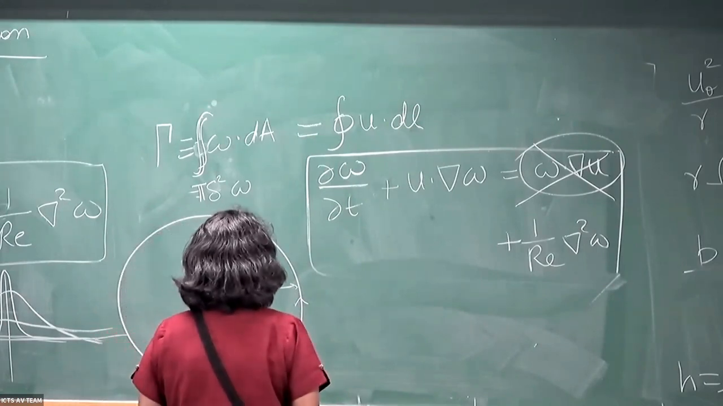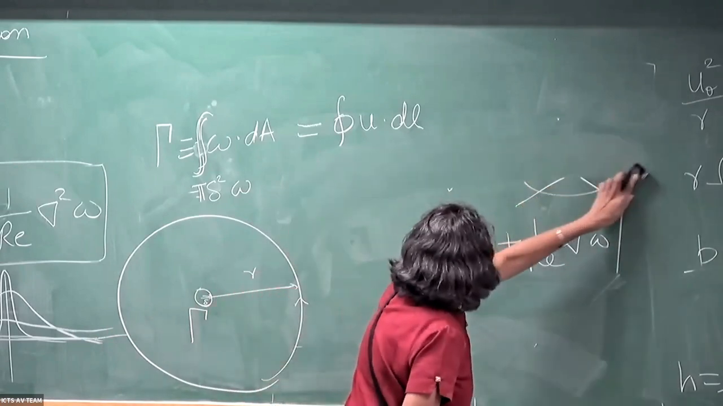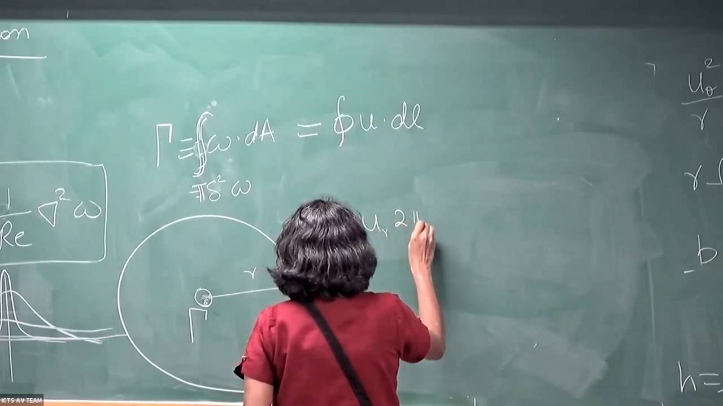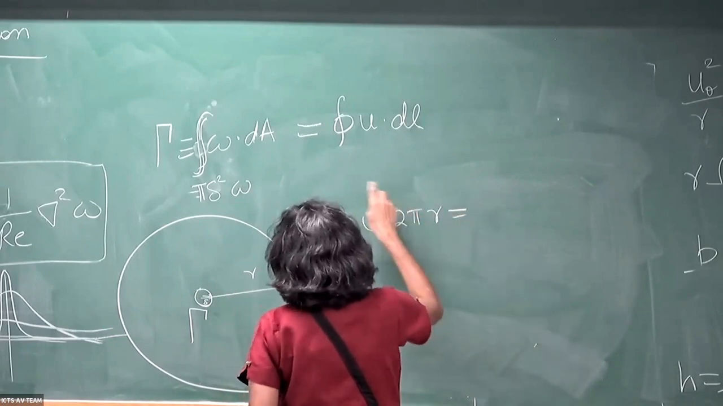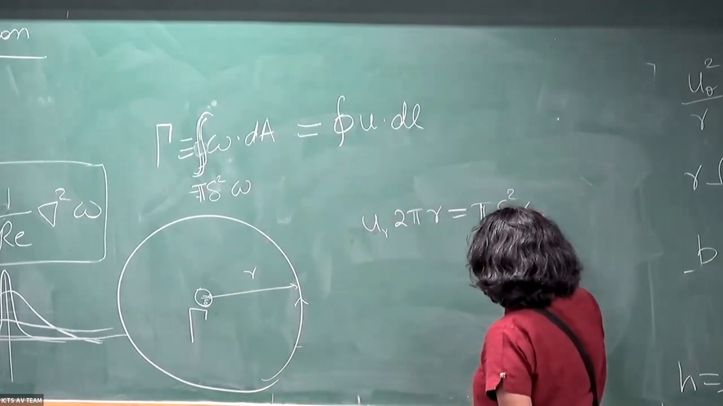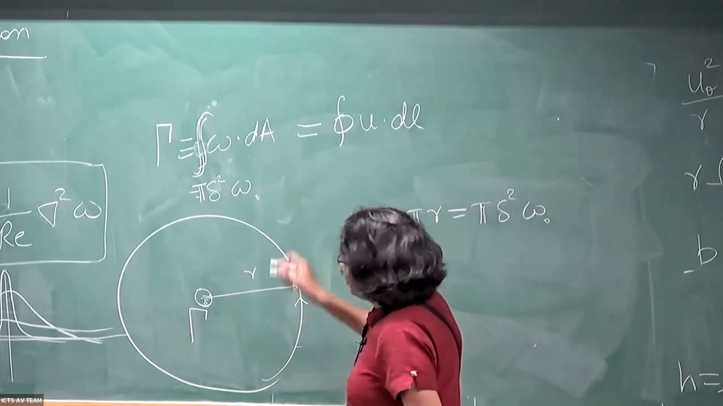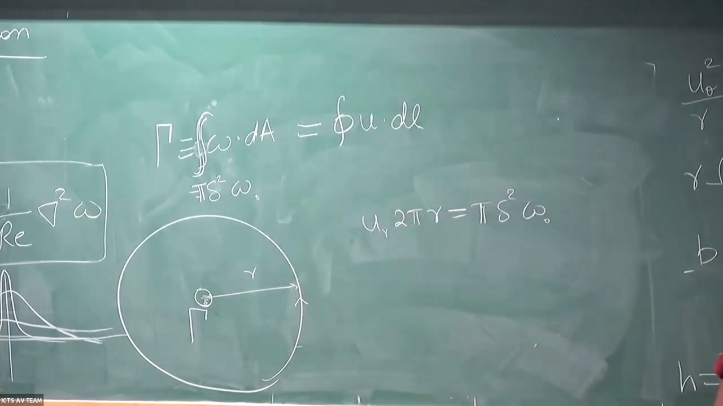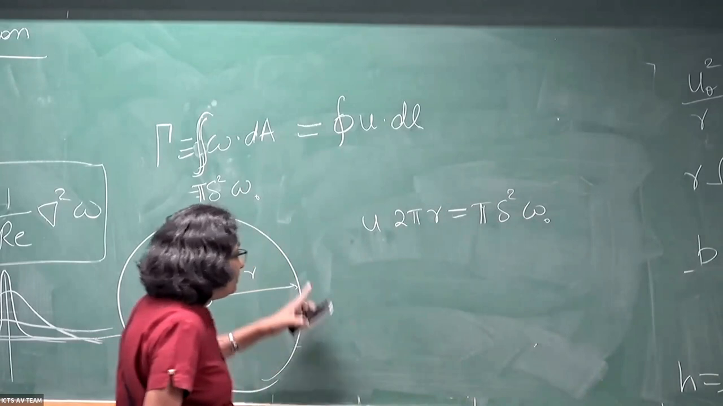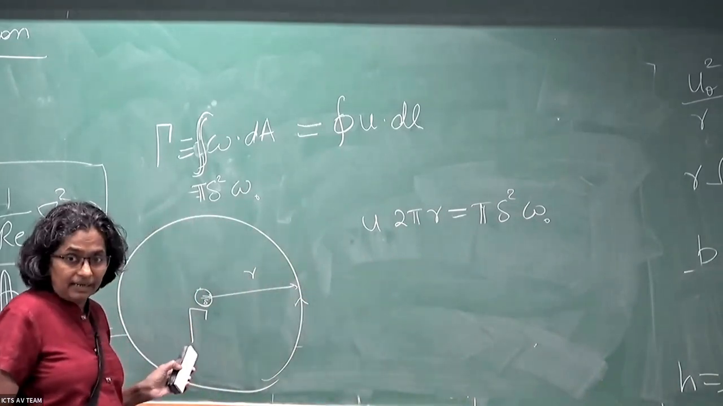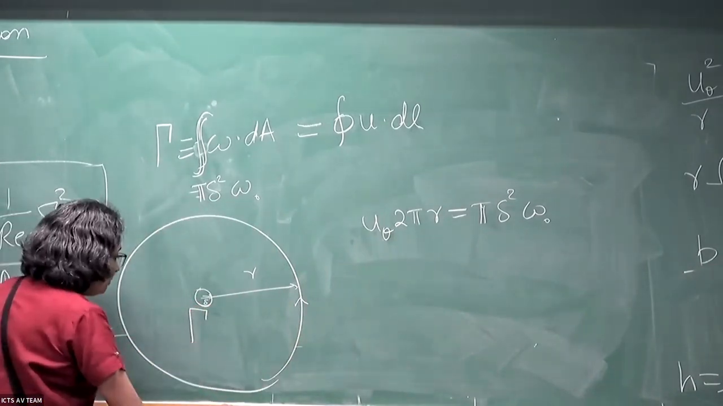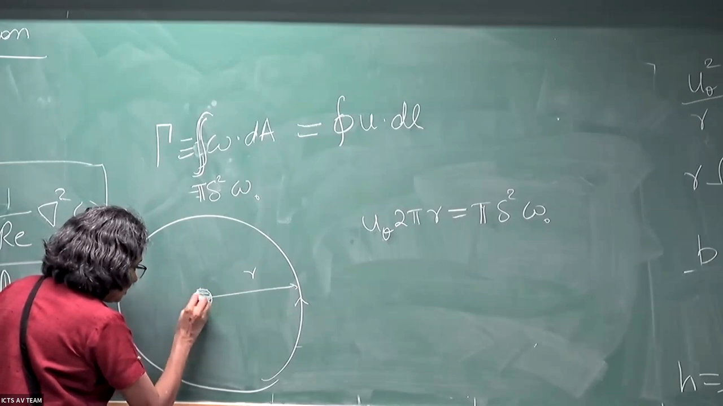Yeah, so basically I have to have u at r times 2 pi r is equal to what we wrote down as pi delta square omega, omega zero, let's call it, which was the height of the omega. So u at a given radius, but in which direction is it? It's in the theta direction, right? U theta.